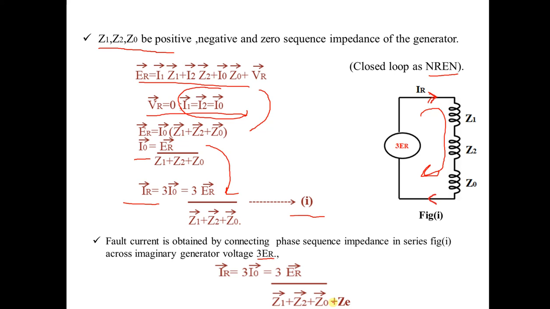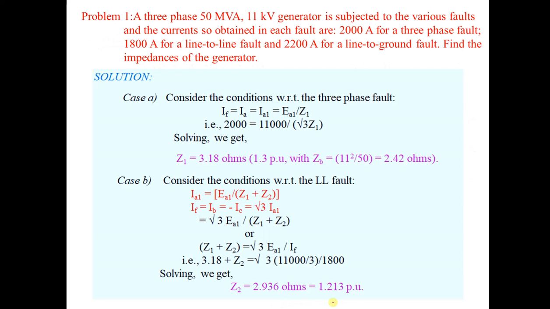What does ZE mean? Earth. So we are just assuming that if the fault impedance is ZE, the expression will have 3 times for 3 phase. And here, if the neutral is not grounded, then the zero sequence impedance will be infinite and the fault current will be 0. This is the formula to find the fault current in single line to ground fault. Related to this, we are going to see a problem.